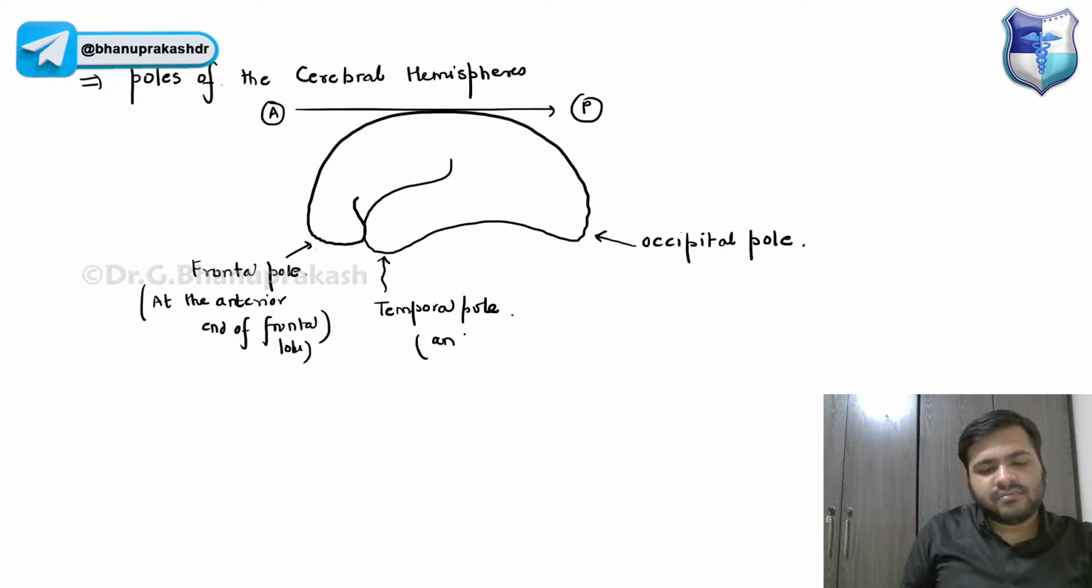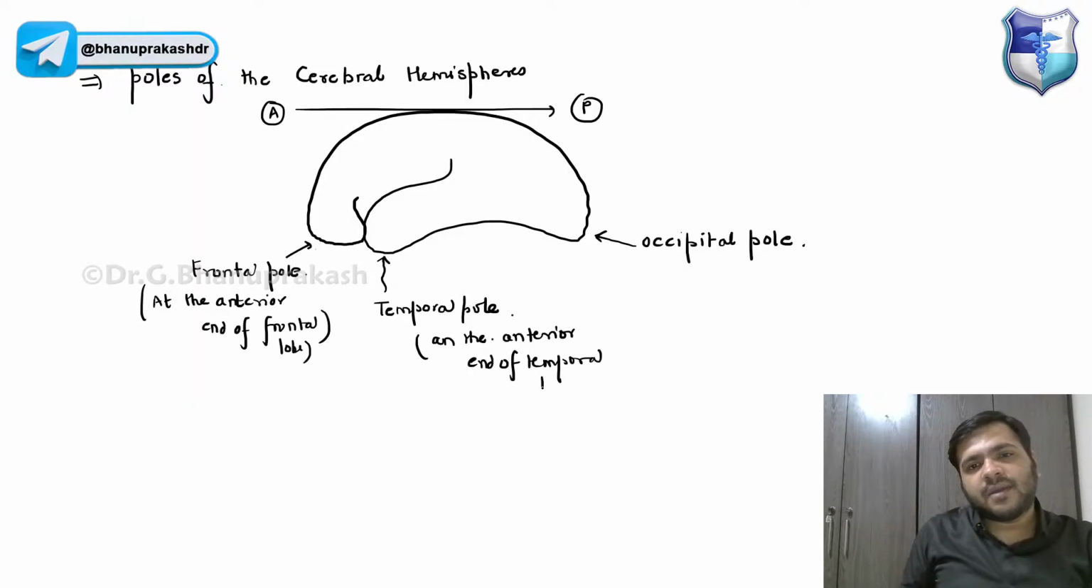Similarly, at the anterior end of the temporal lobe, we have the temporal pole, and at the posterior end of the occipital lobe, we have the occipital pole.